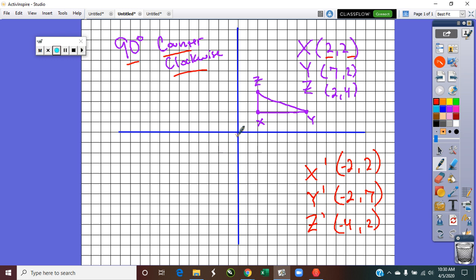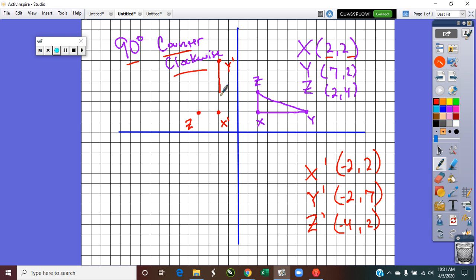Okay, let's graph these new points. So my new x is -2, 2. So back 2, down 2. So this is my new x. My new y is back 2. Whoop, I messed that up. I'm sorry, guys. Back 2, up 2. Sorry. Back 2, up 2. That's my new x. And then back 2, up 7. 1, 2, 3, 4, 5, 6, 7. So here is my new y. And then my new z is back 4. 1, 2, 3, 4, up 2. Okay, so this is my new z.